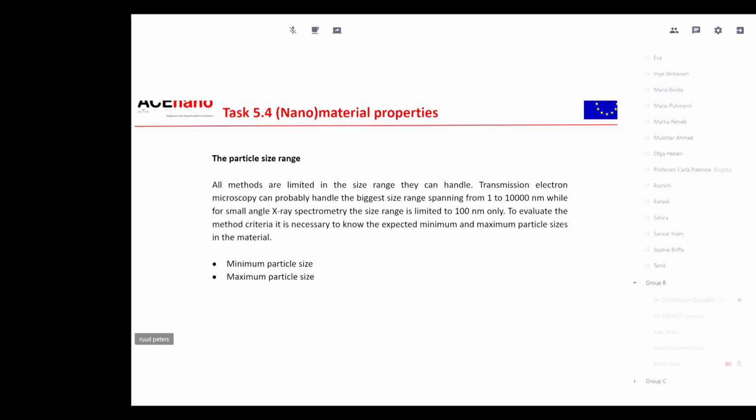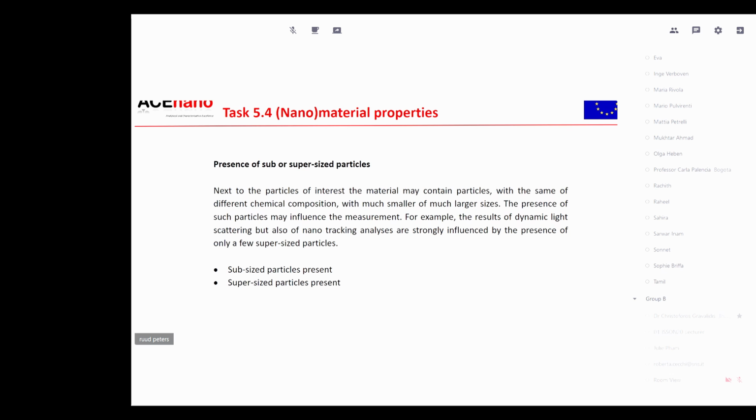Particle size range is of course important. If we know anything about the material we want to test, whether it's large or small particles, then we should put this into the tool also. And transmission electron microscopy is mentioned here as one which can handle a very broad range, 1 to 1000 up to 10,000 nanometer, while small angle X-ray spectrometry can only do a limited range up to 100 nanometer. So the suitability of the method here will be very much limited by what it can handle in particle size range. So everything we know is good.